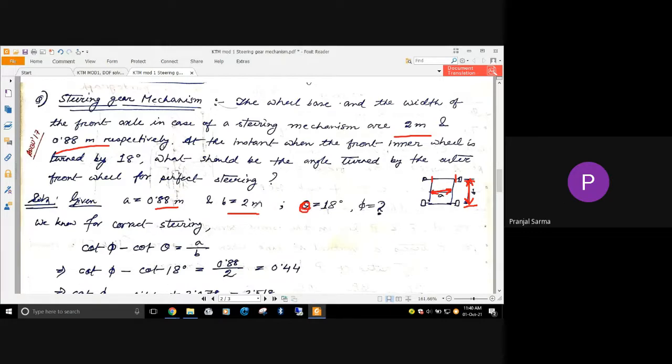So in your case, don't just write given a equal to this and b equal to this; try to write down, for example, the angle turned by the inner front wheel, theta, equal to this. So this is 18 degrees, and they are asking, when the inner front wheel is turning by 18 degrees, what should be the angle turned by the outer front wheel in case of perfect steering? We are talking about perfect steering, so the equation for correct steering should hold good.